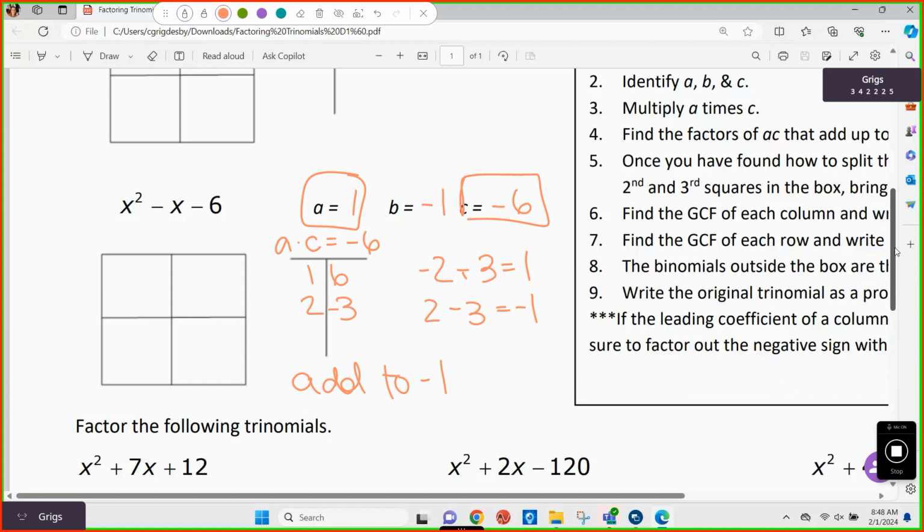So we're going to say -x, we broke it into 2x and -3x. Do you agree? Now I'm going to place it in my box. So first term goes in first square. What about last term? Last square. All right, and then where do you want to put the 2x? The bottom. Okay.